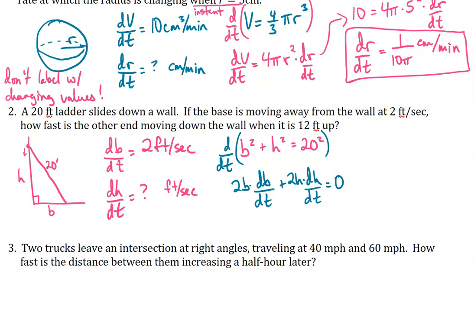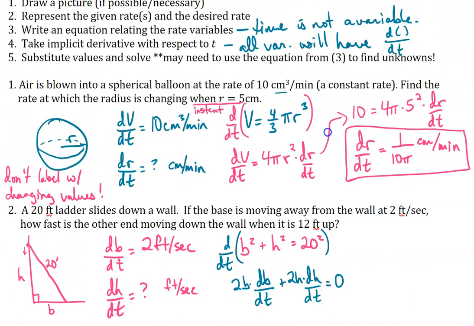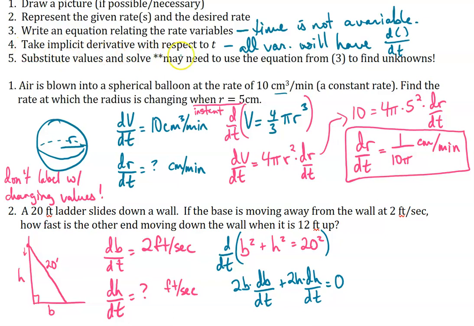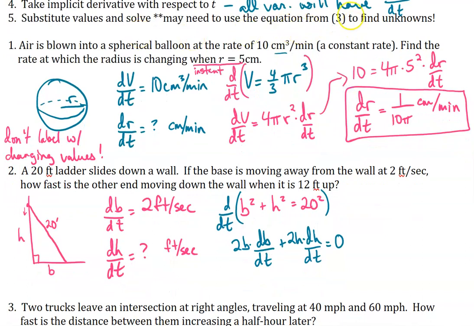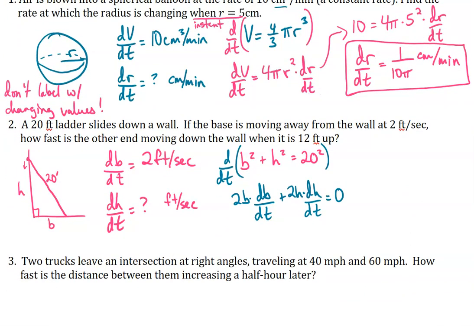Okay, so that is step number 4. We've taken the implicit derivative, and now we are plugging in our values. Now, this is one where we're going to need to go back to our equation to find something. We are given that the instant is when it is 12 feet up. So the instant here is when h is equal to 12. But I have another variable. I know dB over dt is equal to 2. I know that h is equal to 12. This is my unknown, but I need to know what b is.